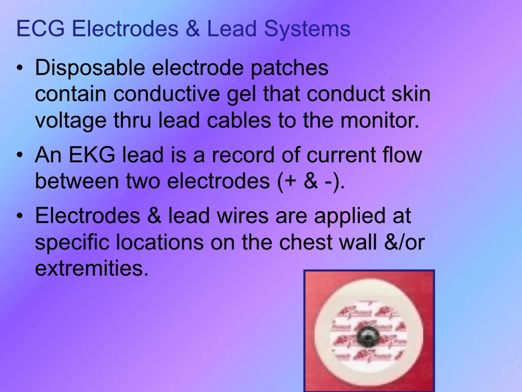The ECG electrodes and lead systems are made up of a couple of different components. First of all, there are disposable electrode patches that contain a conductive gel that will conduct skin voltage through lead cables and then display them on the monitor. An EKG lead is a record of current flow between two electrodes, positive and negative. Electrodes and lead wires are applied at specific locations on the chest wall and/or extremities.